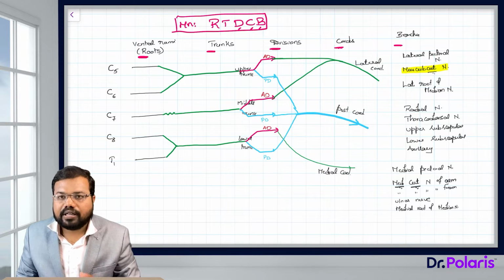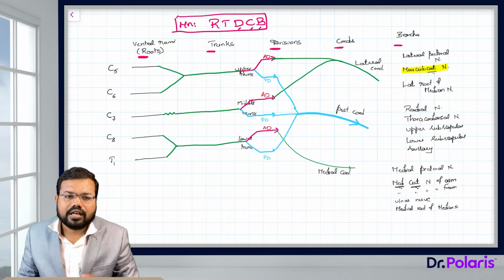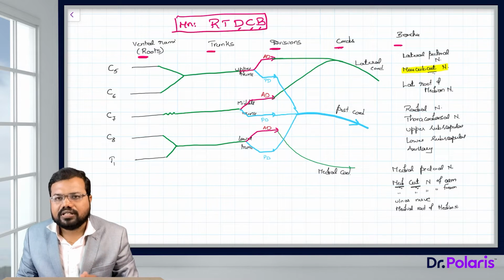This is the third time I am repeating this, because of how important it is to understand. Everyone thinks that the C5 to T1 spinal nerves are included. It's a part of the spinal nerve. What is that part?